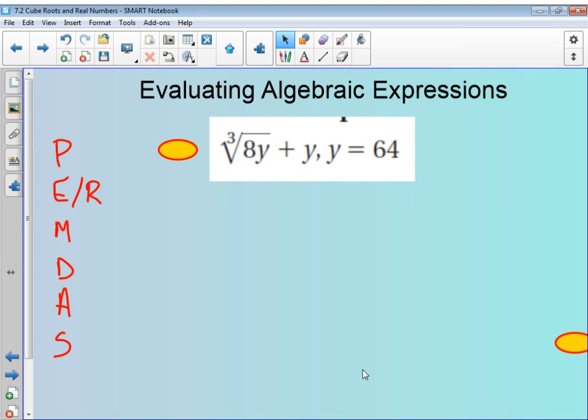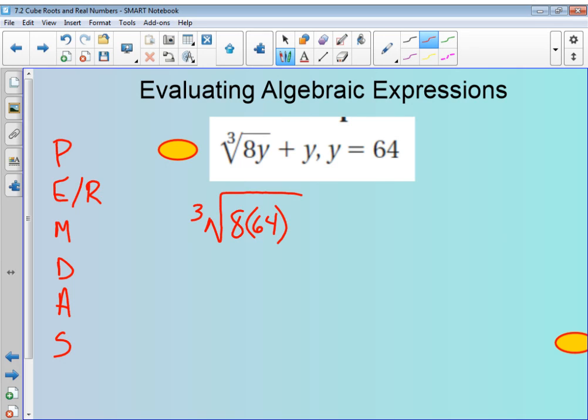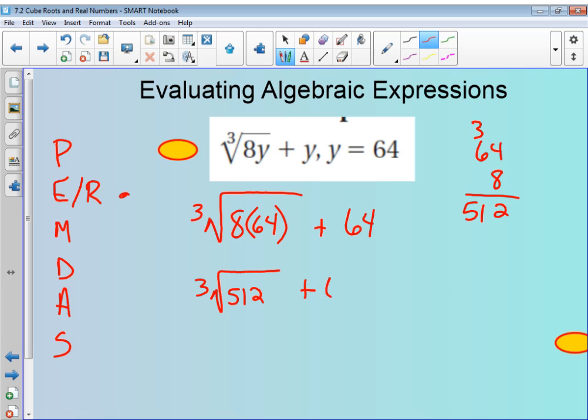Same thing, remembering that when we substitute in, we actually are looking at that as multiplication. So I have the third root of 8 times 64, not 864, plus 64. We don't have any parentheses other than just showing multiplication. We're going to simplify our roots. So 8 times 64 is 48, 49, 50, 51, so I get 512 for my simplification under my radical there. Plus 64. Now we're going to simplify the third root of 512.